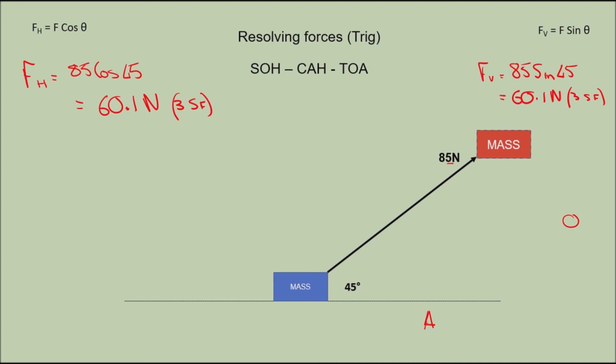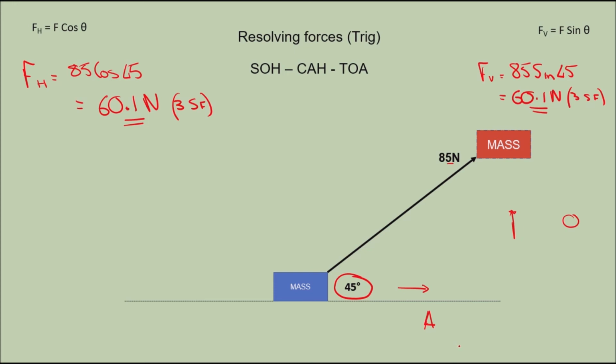Now, why have we got the same force horizontally as we've got vertically? That's right, it's because of this 45-degree angle here. It would make sense that if this angle is 45, the horizontal component is going to be the same as the vertical component. That's not always going to be the case. If that's anything other than 45 degrees, then these answers are going to be very different.